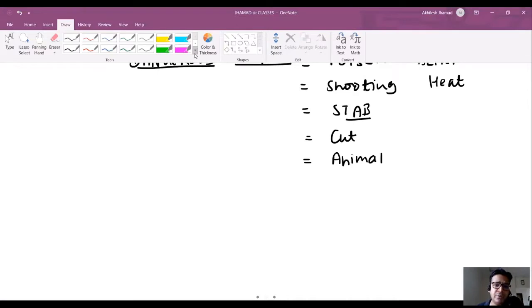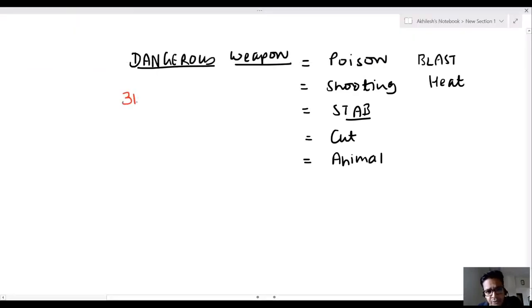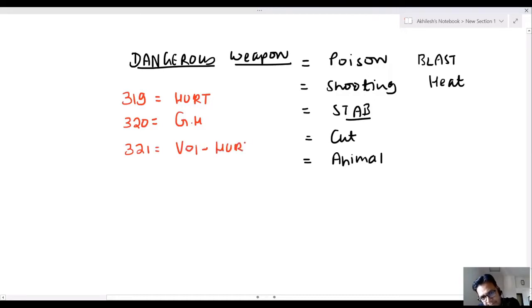Now, sir, we are coming to a very simple way to remember. 319 is hurt. 320 is grievous hurt. 321 is voluntarily causing hurt, and 322 is voluntarily causing grievous hurt.